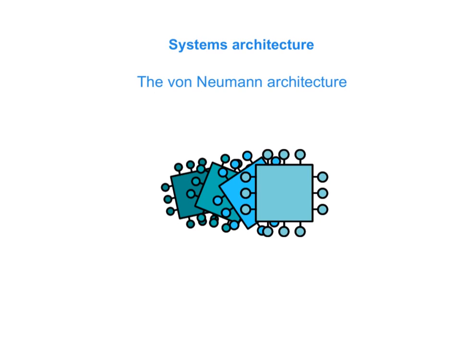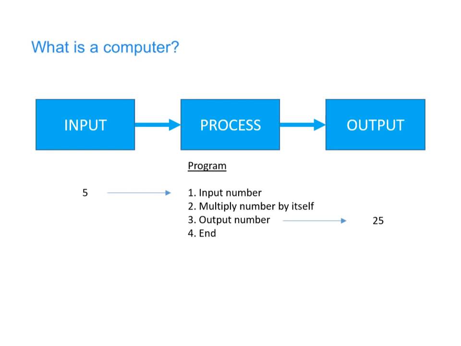In this video we explore the key component of a computer system, the central processing unit. A computer is defined as an electronic device that takes an input, processes data and delivers an output. To process data, a computer follows a set of instructions, known as a computer program.